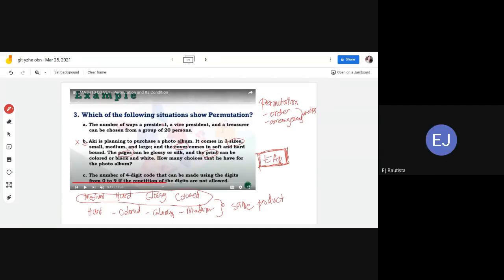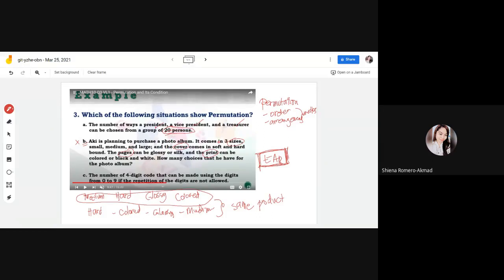We are going to choose 3 persons. Is it 3 persons? Yeah, you're right. It's a president, a vice president, and a treasurer from a group of 20 persons. Isang grupo lang yung pagpipilian natin. At 20 katao lang ang pagpipilian natin.